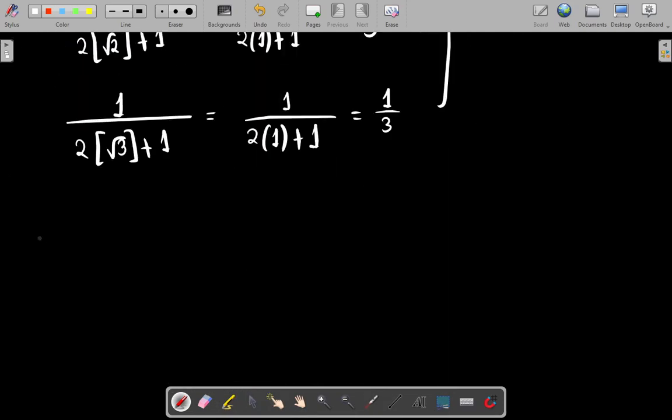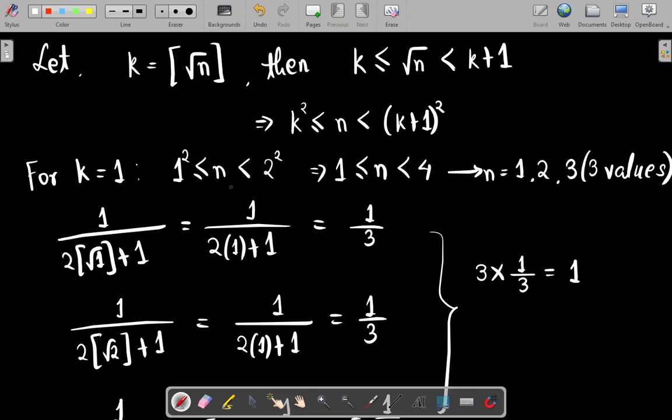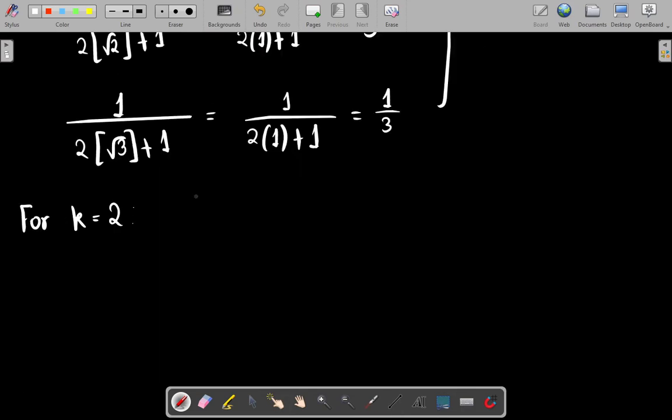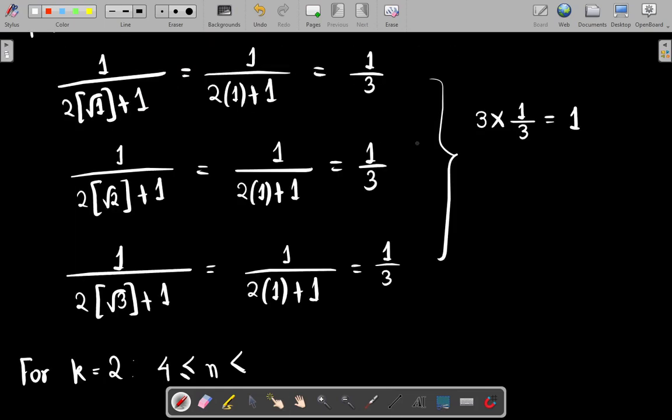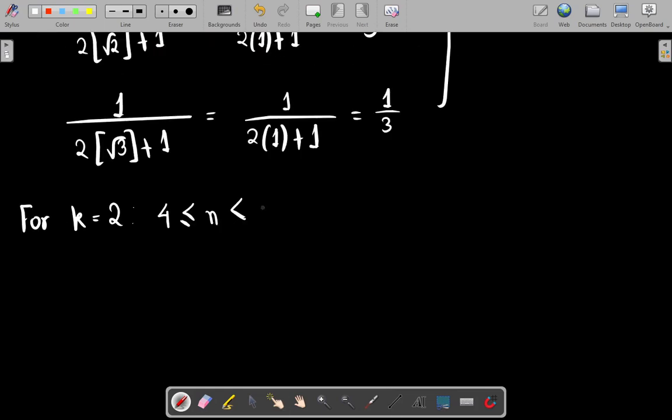This is just for k equal to 1. Similarly, for k equal to 2, the inequality was k square is less than or equal to n. So for the second case, 2 square will be less than or equal to n will be less than 2 plus 1 square, which is 9, 3 square. So this implies that n can take the values 4, 5, 6, 7 and 8.